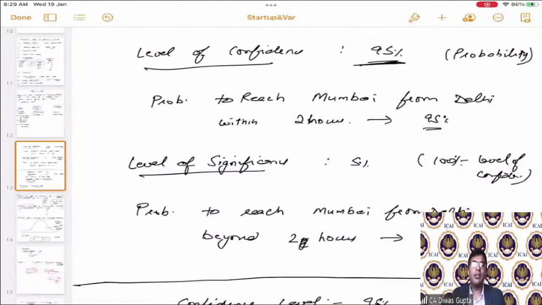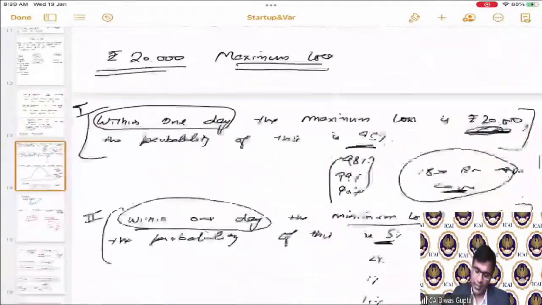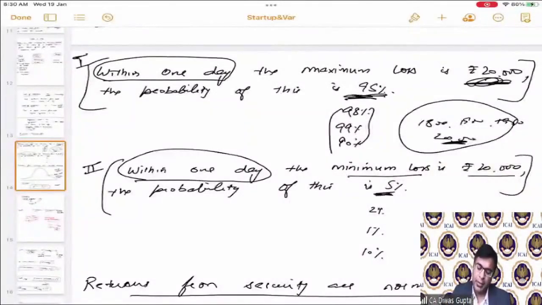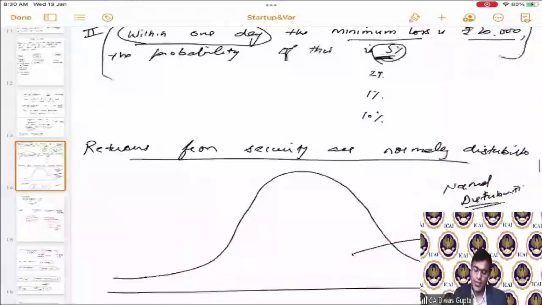We studied what we mean by level of confidence. Level of confidence is just simply the probability of maximum loss happening. So we studied that the probability of maximum loss that can happen up to 20,000 is 95% within one day, which is the example we have studied. And the reverse of this will be the probability is 5% that the minimum loss is 20,000 in one day. Correct? That is called the level of significance.